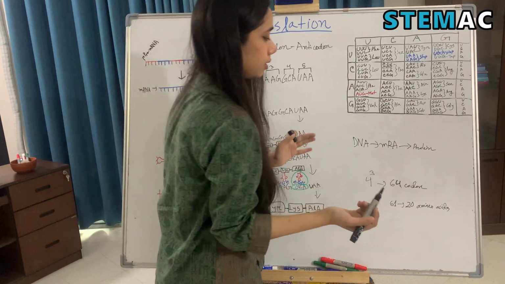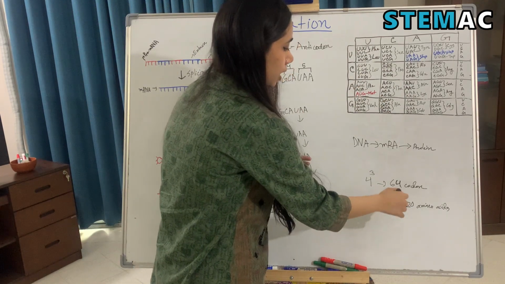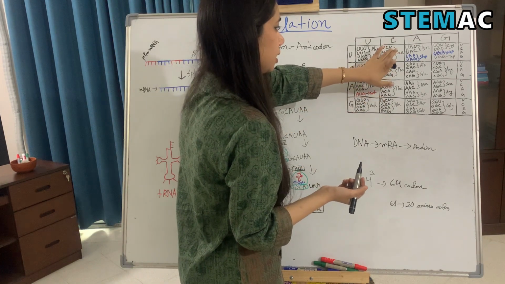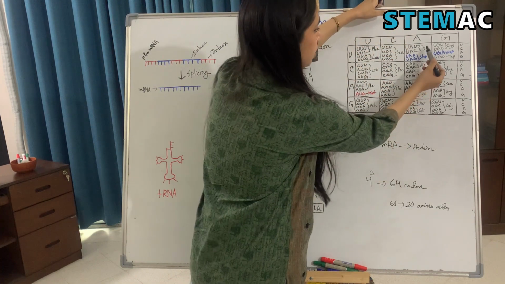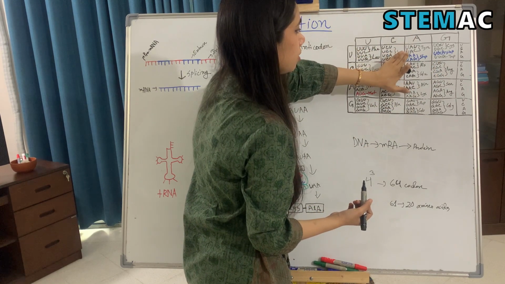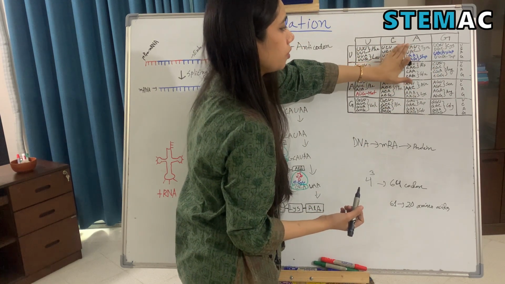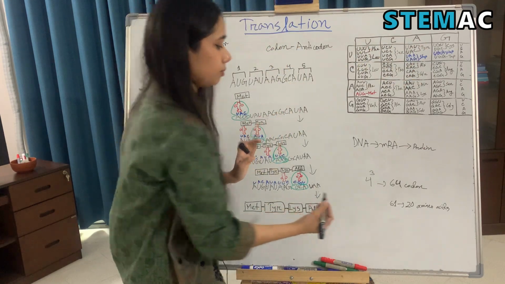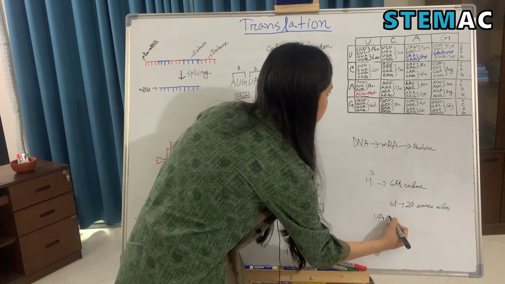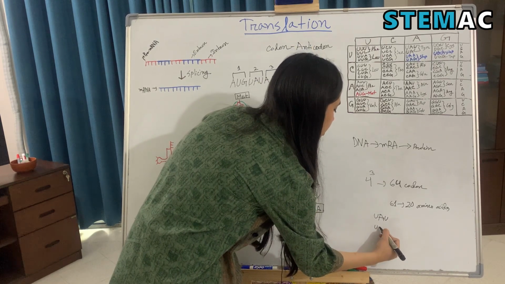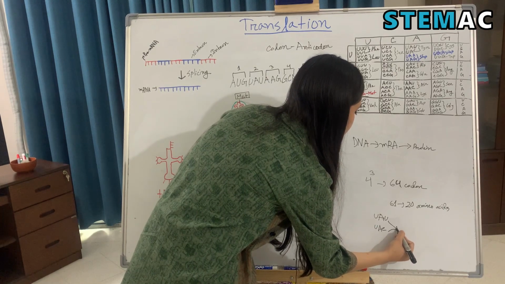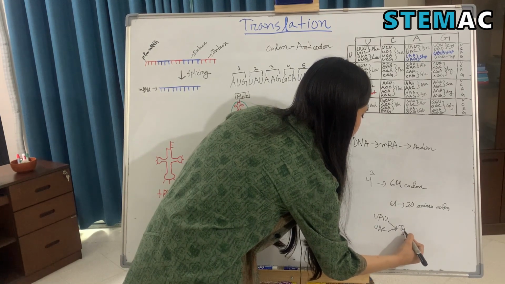So obviously an amino acid will have multiple codons, right? If we see here, let's go for this tyrosine, okay? In the case of tyrosine, we can see that there are 2 codons. Both of these codons are coding for tyrosine. If we write it down here, UAU and UAC, both are coding for tyrosine.